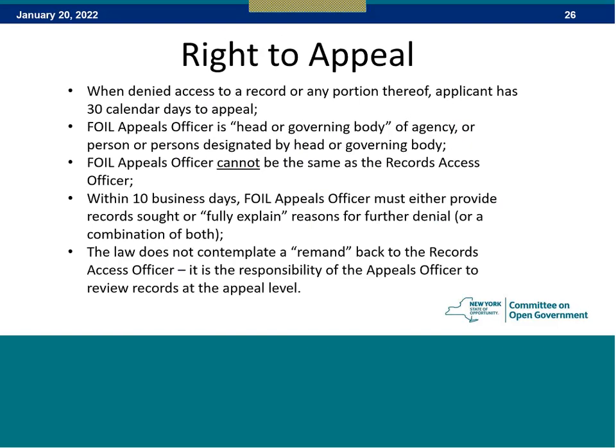So a little bit more about the right to appeal. When an agency denies access to a record or any portion of a record, and this means that even if a record is just redacted in small part, that's a denial of access that gives rise to an appeal. And the applicant has 30 calendar days to appeal. When there's a denial of access, the agency has an obligation to put the denial in writing with an explanation of the reason for the denial.